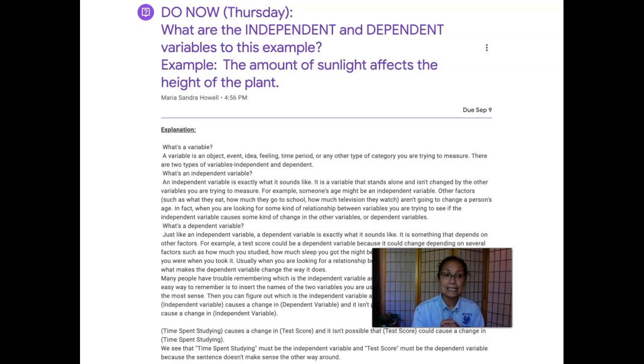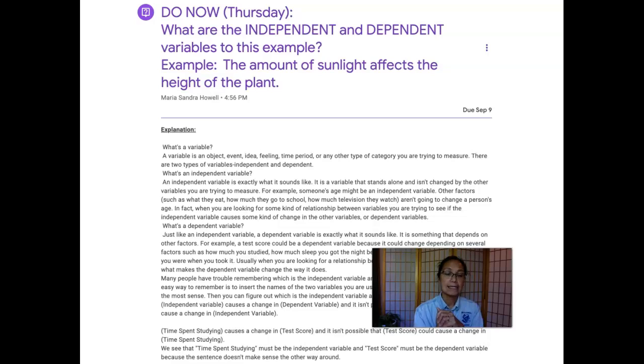So what is a dependent variable? This is the dependent variable. Just like an independent variable, a dependent variable is exactly what it sounds like. It is something that depends on other factors. It's something that you measure.